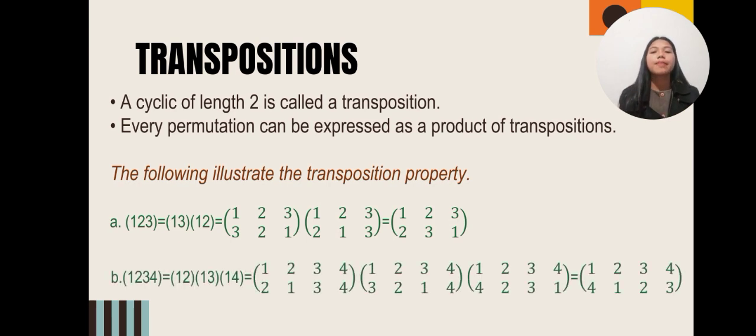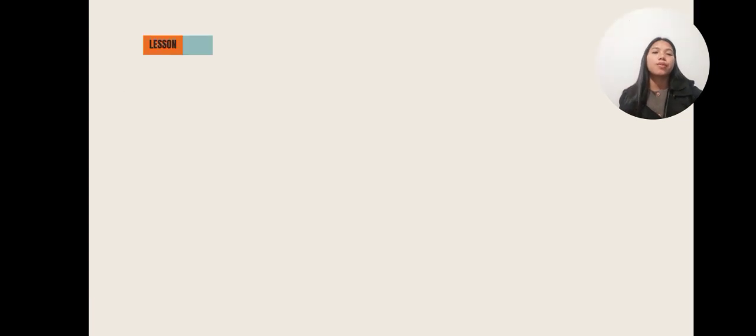Okay, letter b, we have here the cycle (1 2 3 4) equals the single cycle (1 2), single cycle (1 3), times the single cycle (1 4). So we have here 1, 2, 3, 4 mapped to 2, 1, 3, 4 and 1, 2, 3, 4 mapped to 3, 2, 1, 4 times 1, 2, 3, 4 mapped to 4, 2, 3, 1 equals the quantity of 1, 2, 3, 4 mapped to 4, 1, 2, 3.